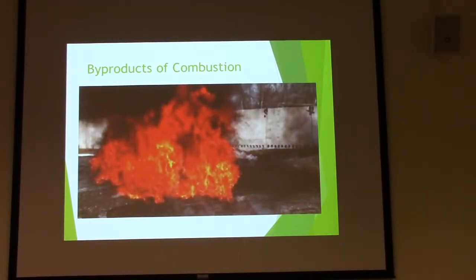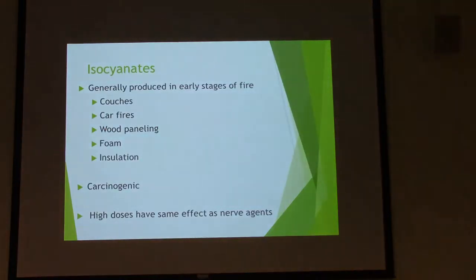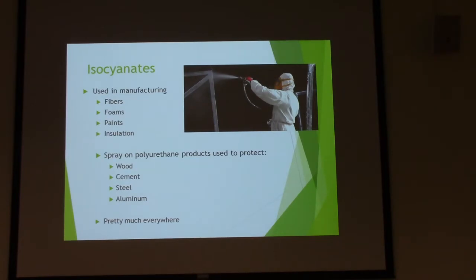All right, byproducts of combustion. Like I said before, you guys know a lot more about this than I do as far as different things that are found in fires that catch fire and the toxins that they produce. But couches, really anything that can burn in a house now is going to cause some type of toxic gas. If it's not smoke inhalation, it can be some other type of cyanide gas that can occur. And these have the same effects as nerve agents.